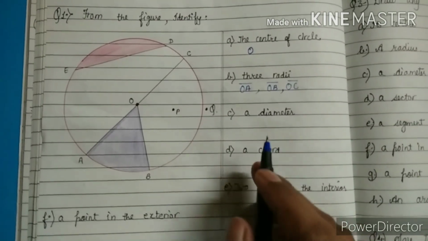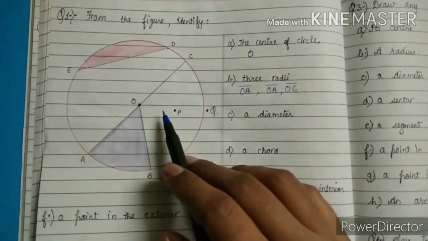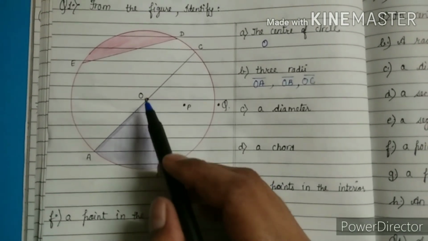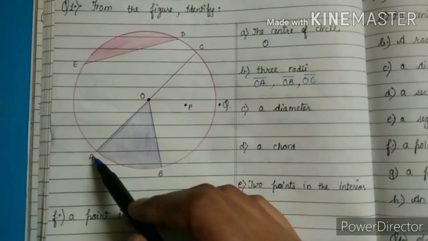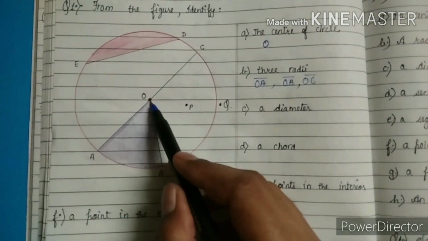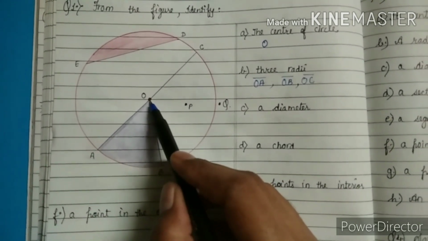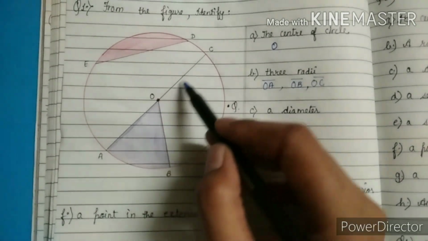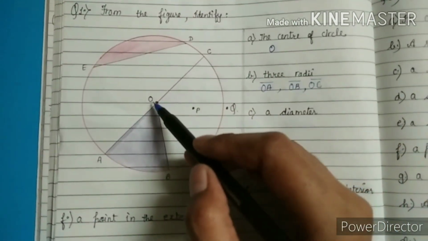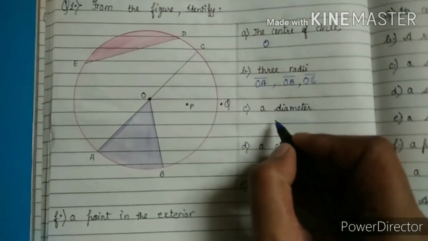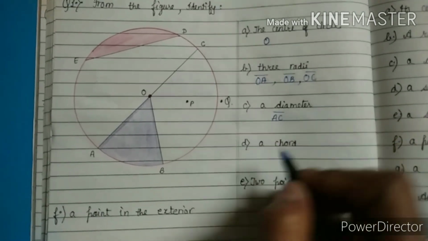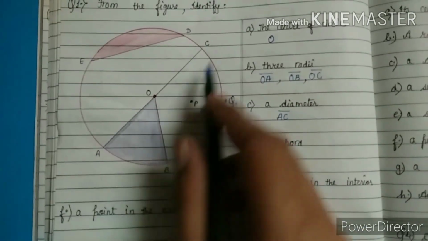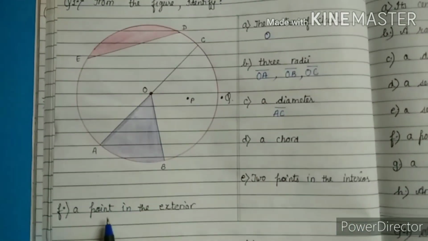A diameter. So a diameter connects two points, but it must be passing through the center point. So we have to see which line segment is passing through the center point. OB is only touching the center point but is not passing through it. A, yes, we will start through A, O, C. So AC is passing through O. So the diameter name is AC. Once again, AC. Both are bounded and both have endpoints, A and C. So this is a line segment.